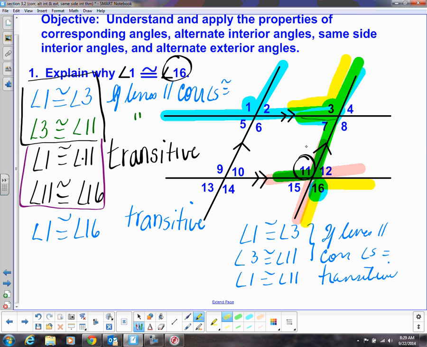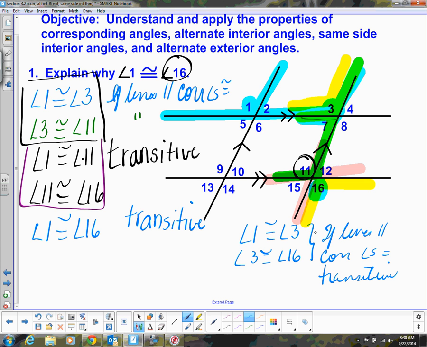They form disconnected V's or L's. What kind of angles are those? Alternate exterior. So he could have said that angle 3 is congruent to angle 16, and now the corresponding part is only for the top.